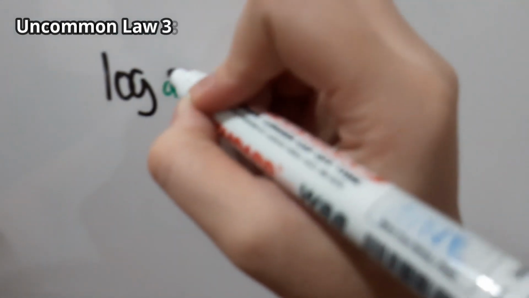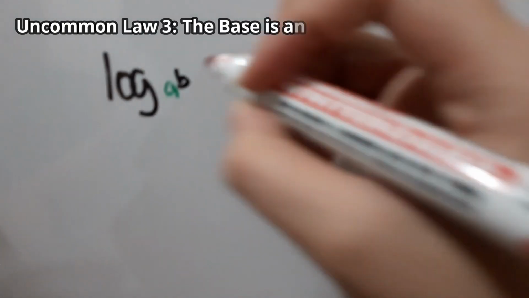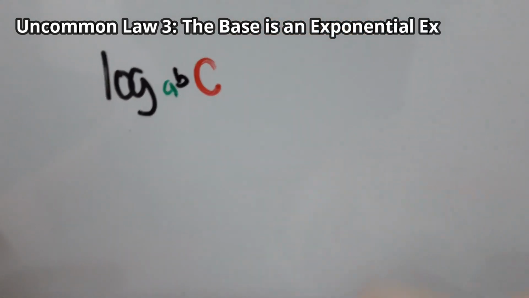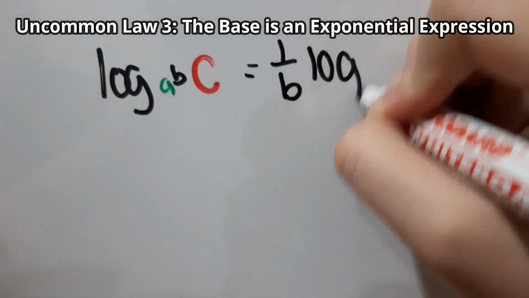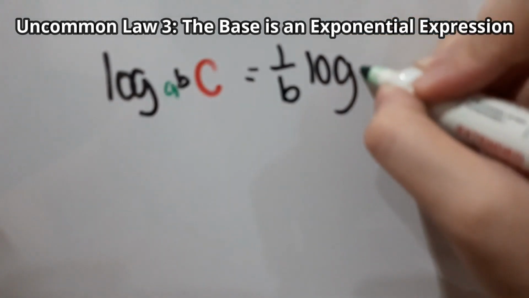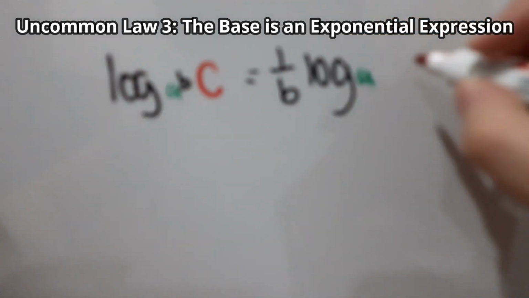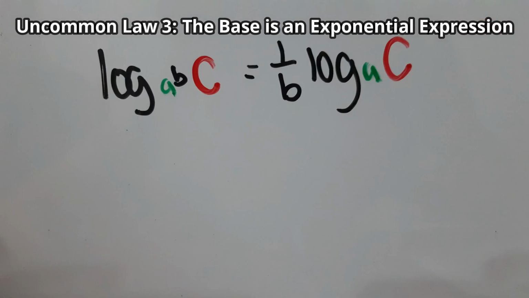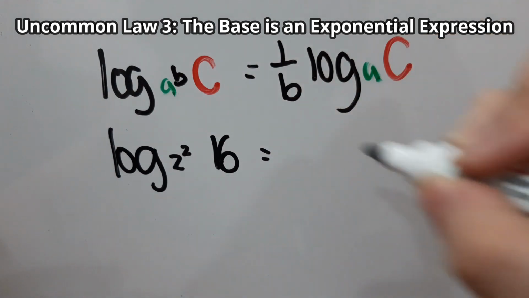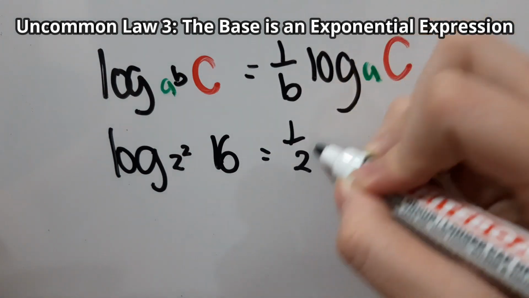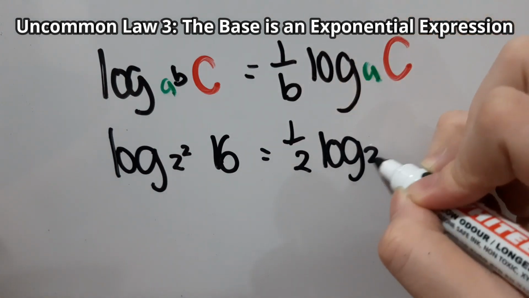Uncommon law 3: the base is an exponential expression. Sometimes the base can be expressed as an exponential expression. If you see that the base has an exponent or can be expressed like so, you can move that exponent to the front, but as a fraction. If you have log base 2 squared of 16, you can move the 2 to the front and it becomes half log base 2 of 16.